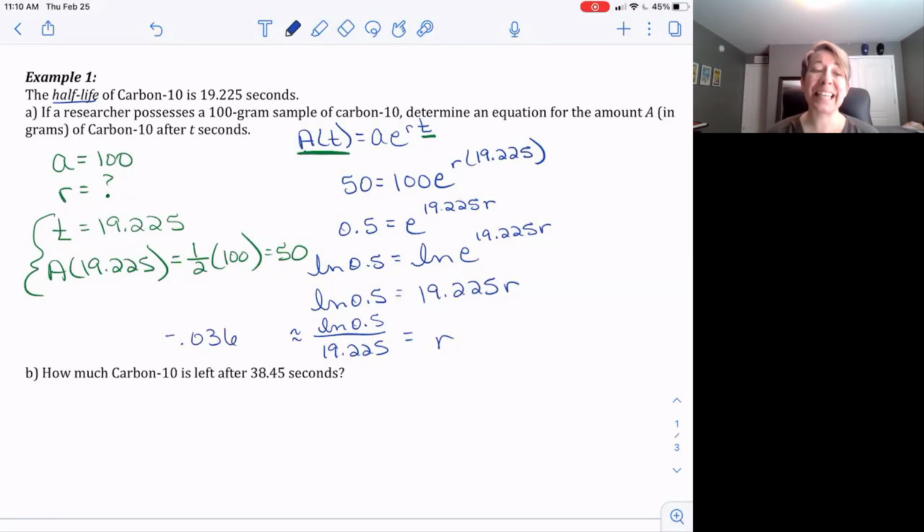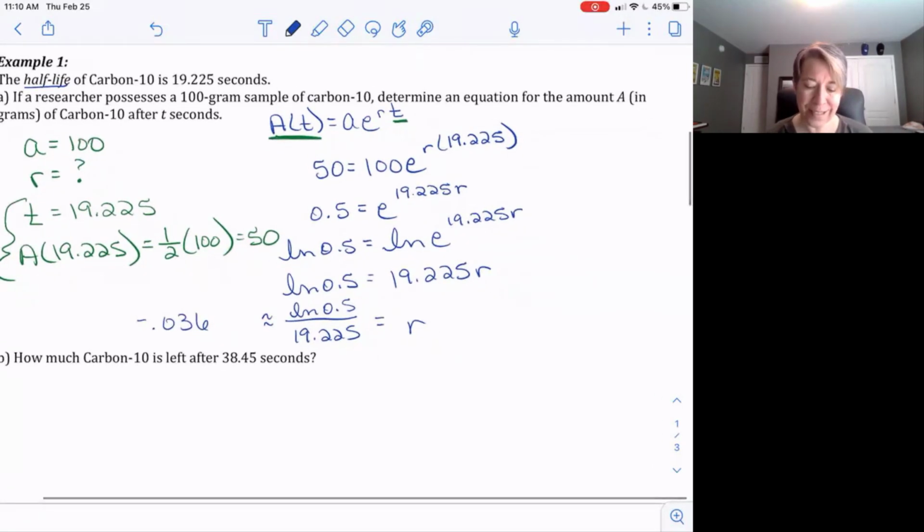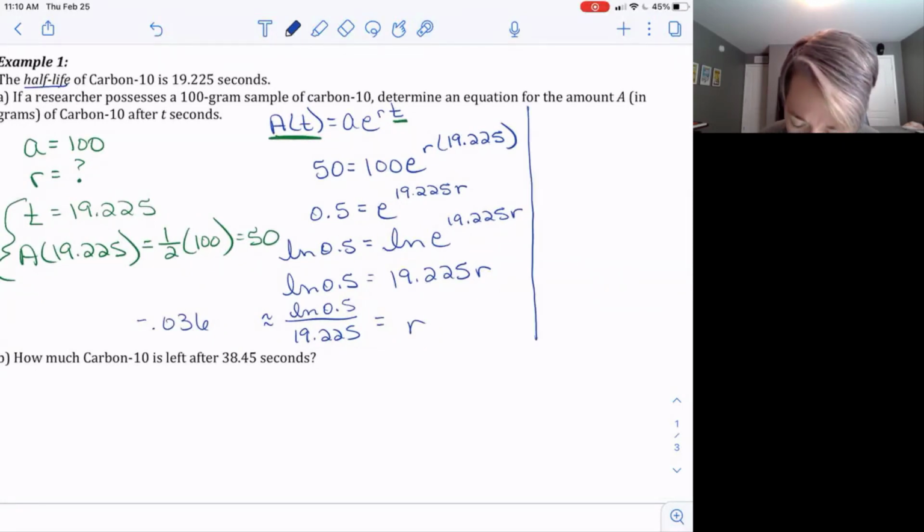And when we put that in our calculator, we get approximately a negative 0.036. Remember, it's decay, it's getting smaller, so our rate is going to be negative. But we're not done. They asked for the equation. So the generic equation would be A of t equals 100 times e to the negative 0.036 t. Sometimes they ask you to put in the exact. In other words, don't change it to the decimal.